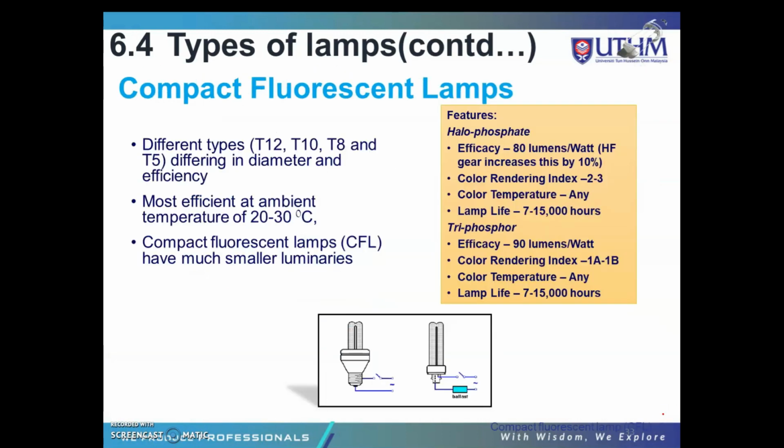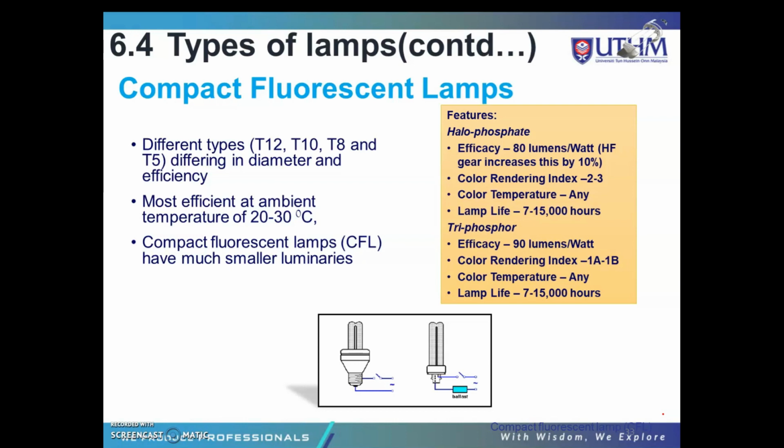Okay, so the compact fluorescent lamp. There are different types of fluorescent lamps, which are the T12, T10, T8, and T5, differing in diameter and efficiency. They are most efficient at an ambient temperature of 20 to 30 degrees Celsius, and compact fluorescent lamps (CFL) have much smaller luminaires. Okay, so there are two types of phosphors: the halophosphate and triphosphor.